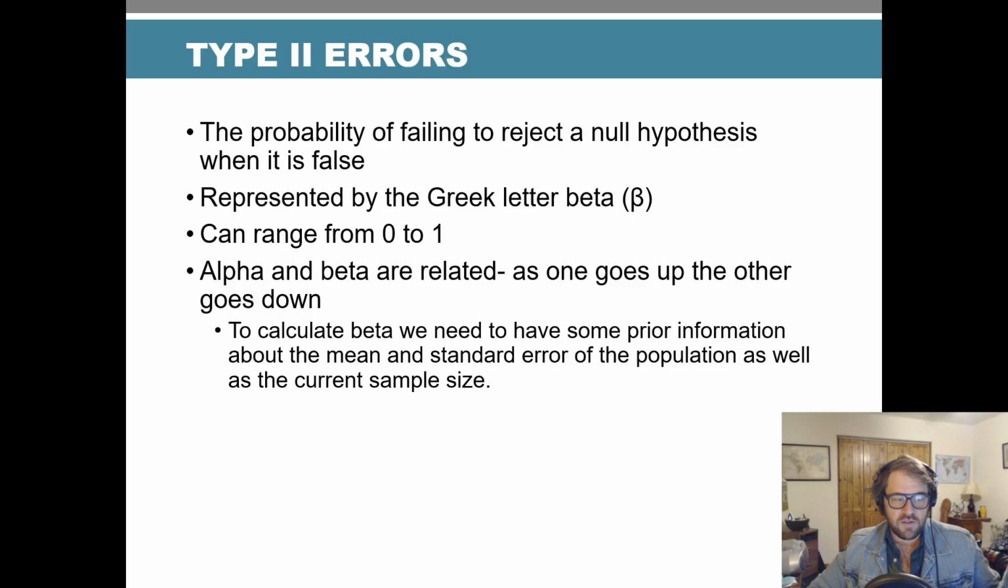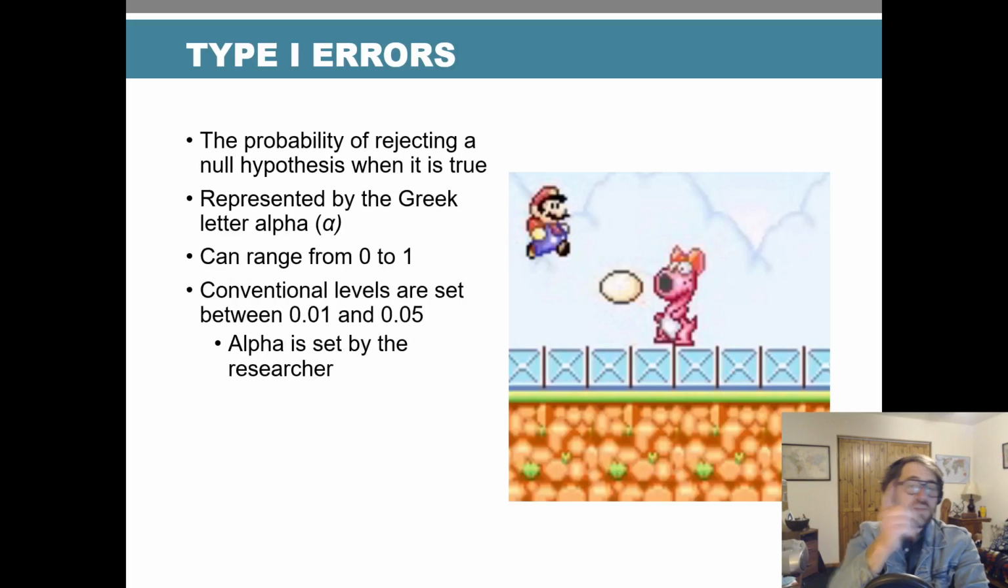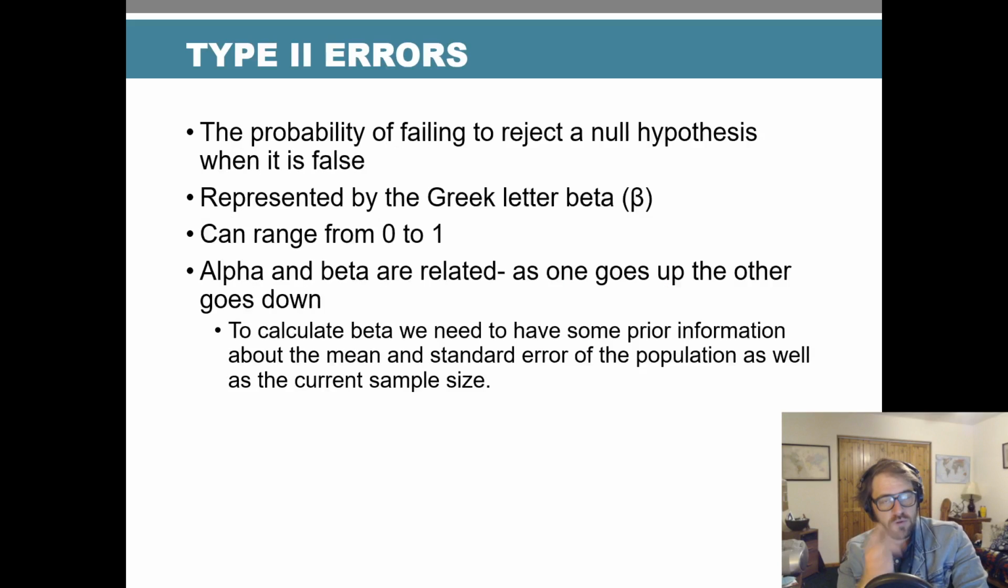All right, type 2 error. The probability of failing to reject a null hypothesis when it's false is represented by the Greek letter beta. So this is like your type A personality, type B personality: alpha, type 1, type A; beta, type 2, type B. It also can range from 0 to 1. Alpha and beta are related to each other. As one goes up, the other goes down. Higher alpha, lower beta. Higher beta, lower alpha.